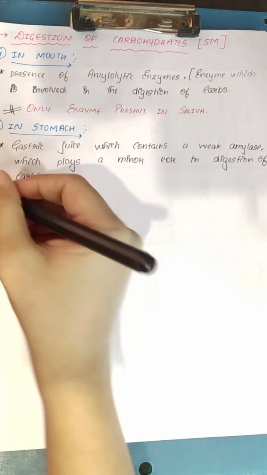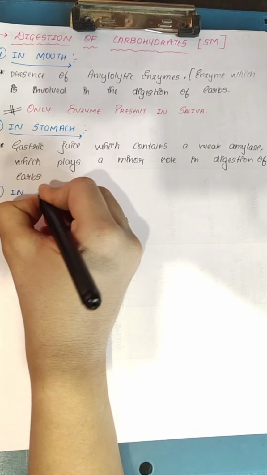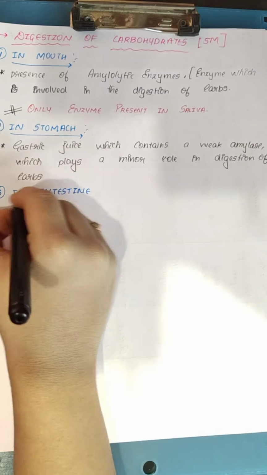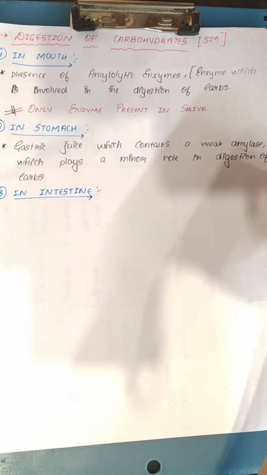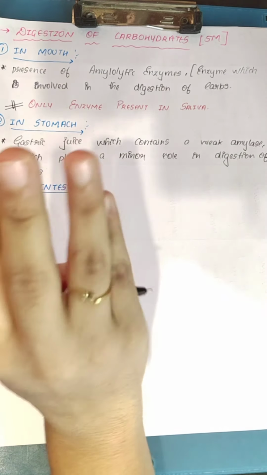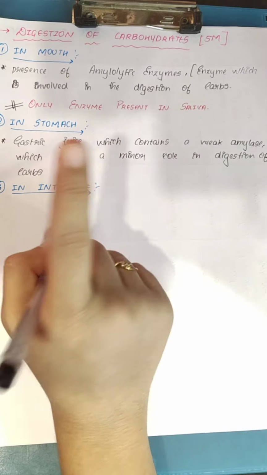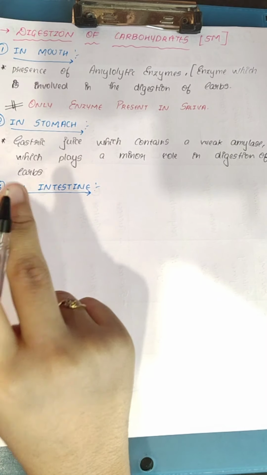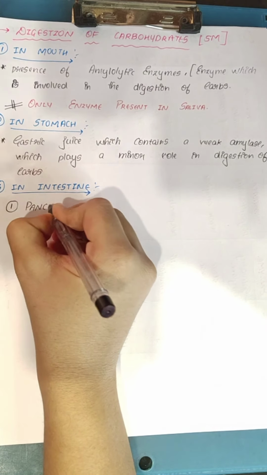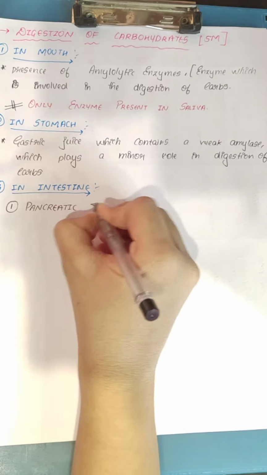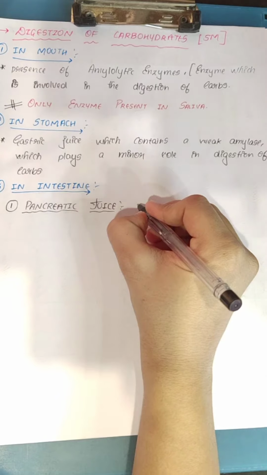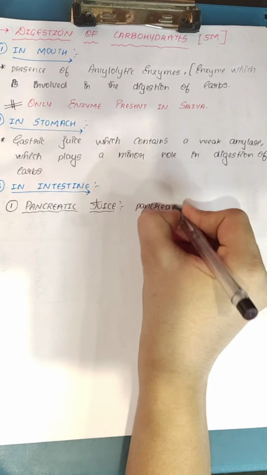Further moving on in the intestinal part, that is the small intestine, there is pancreatic juice. There are two main important enzymes involved. First one is pancreatic juice and the second one is the succus entericus. First we'll look at the pancreatic juice. The enzyme involved here is pancreatic amylase.